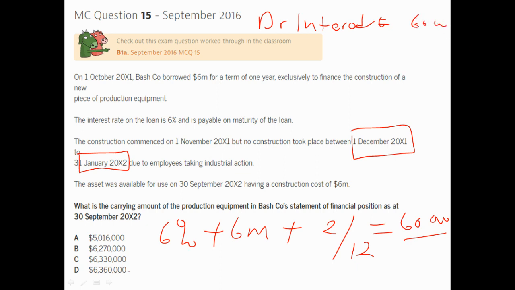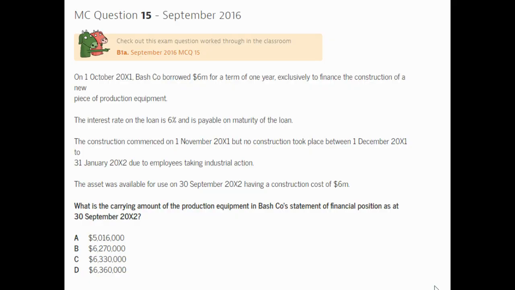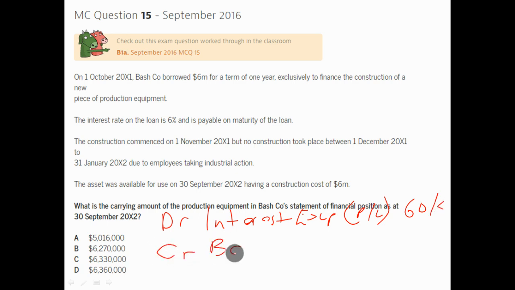Let me do the proper journal. Okay, we calculated it to be 60,000. So for these 2 months, you should do the final journal. When we say you are expensing, you do it like this. You are going to debit interest expense in the profit or loss account for 60,000. Then you are going to credit. Maybe you actually paid for the interest, so we are going to credit bank, or you can say we're going to credit interest accrual, which is a liability to us, with the same amount.